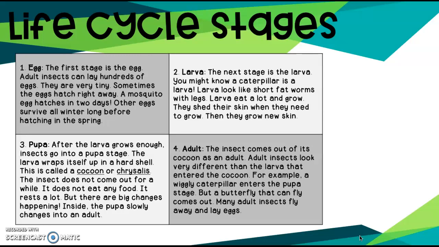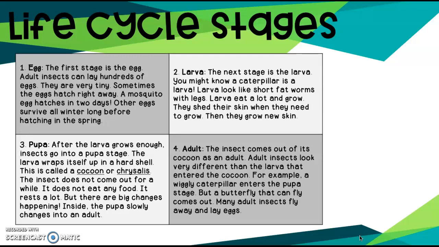Larva. The next stage is the larva. You might know a caterpillar is a larva. Larvae look like short, fat worms with legs. Larvae eat a lot and grow. They shed their skin when they need to grow. Then they grow new skin.